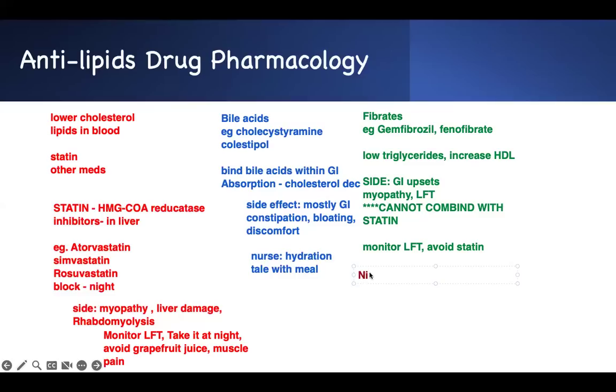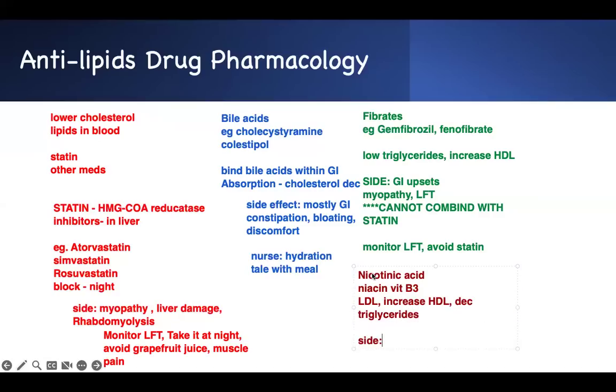The next one is nicotinic acid. You know about this. This is what we call niacin. This is vitamin B3. Okay, this is also going to lower your LDL, increase your HDL, and then decrease your triglyceride. This also is very good in decreasing your triglyceride.